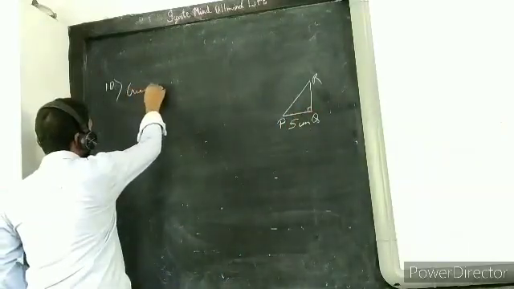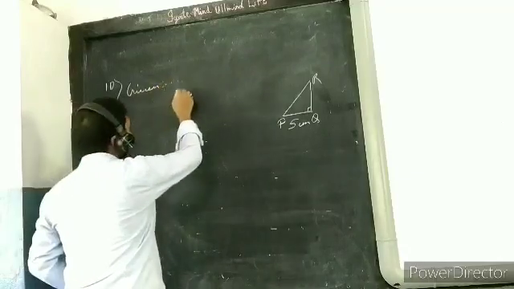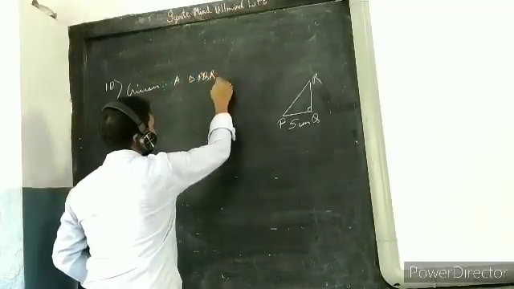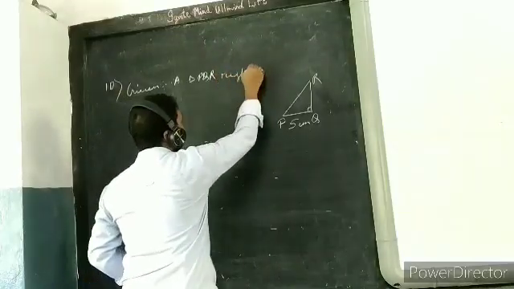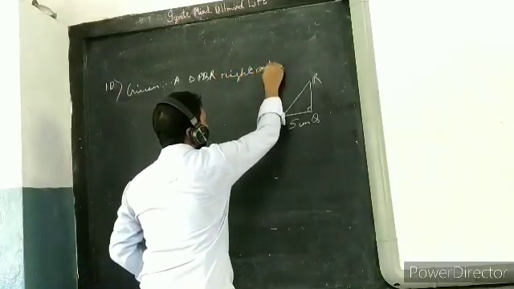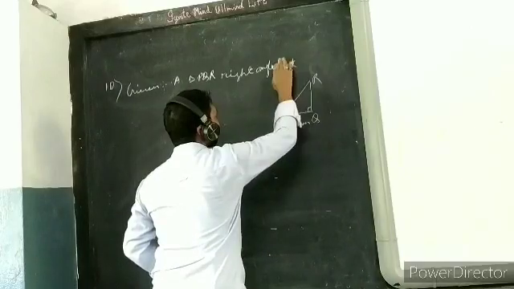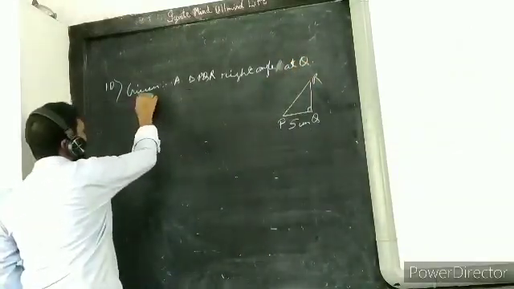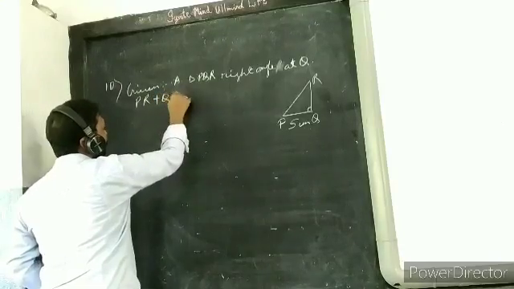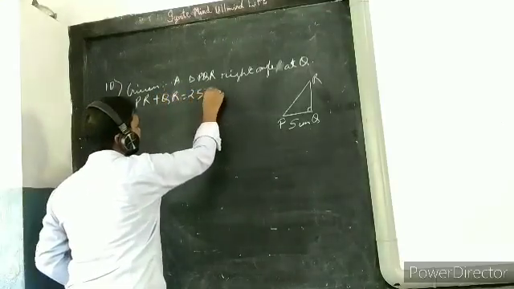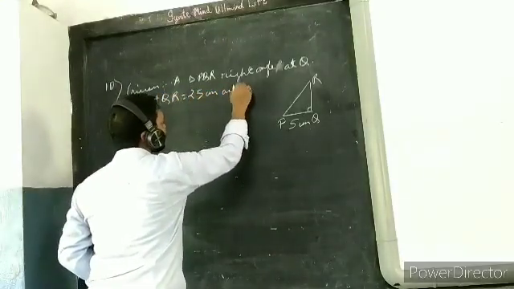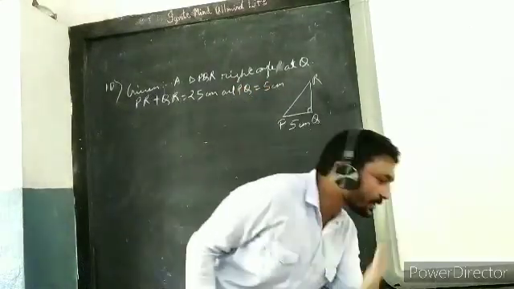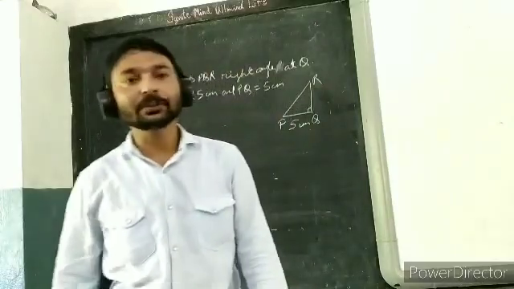First of all, I write given, okay, for your convenience. That a triangle PQR, right angle at Q, and also it is given PR plus QR equal to 25 cm and PQ equal to 5 cm. Okay. Now question is saying find sin P, cos P, tan P.